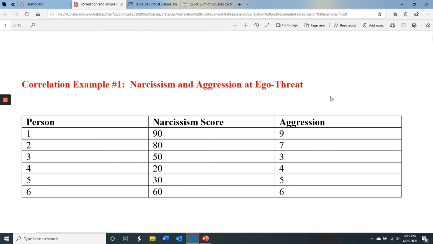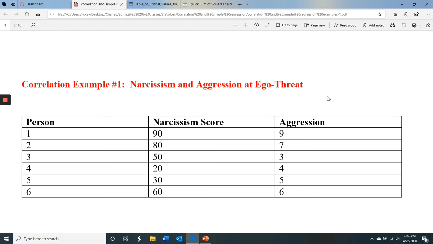So we're going to look at narcissism and aggression after ego threat. Aggression after ego threat is when somebody says something different from the person, so it threatens their ego. It threatens their sense that they're superior to other people. So for narcissists, when they are threatened in terms of their ego, they tend to lash out and act aggressively towards other people.